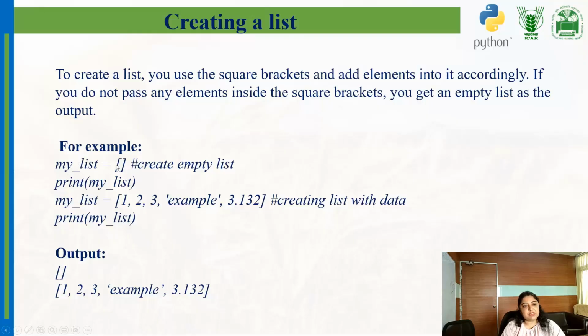For example, my list equals to, using square brackets, you are creating a list. Then using a print statement, you print the list. For example, my list equals to 1, 2, 3. In a list, we can store multiple elements, and the data types of these elements can be either the same or different. It can store elements of the same or different data types.